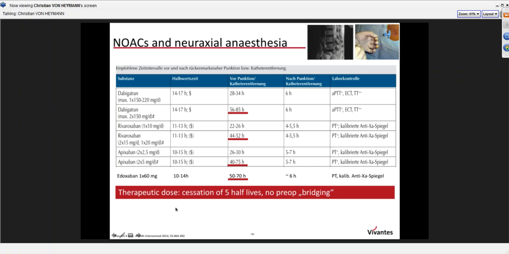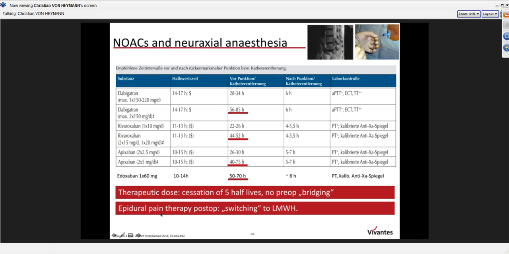So, the rationale behind this recommendation from this German guideline is that if patients are treated with a therapeutic dose of the NOACs, a cessation of 5 half-lives is recommended to have the plasma levels reduced as much as possible before patients are undergoing surgery. And also have in mind, so far there is no pre-operative imaging recommended.